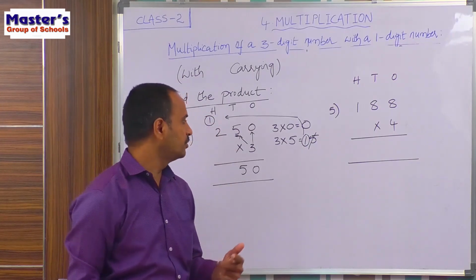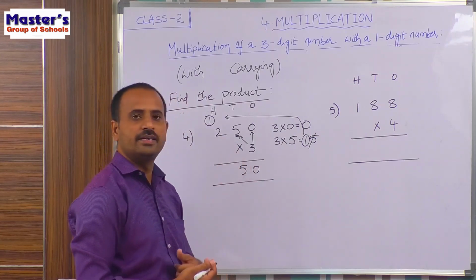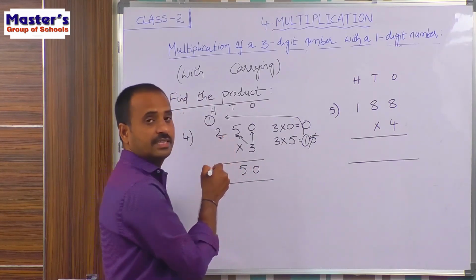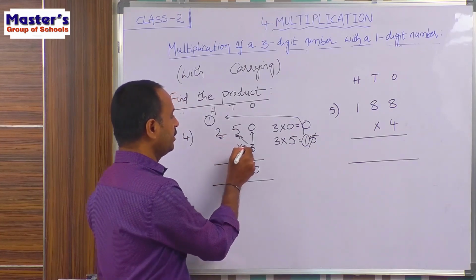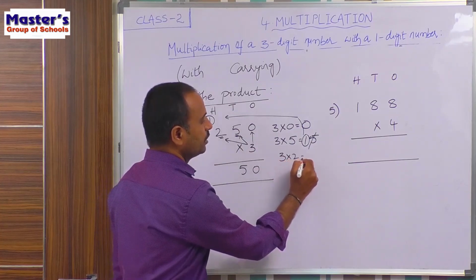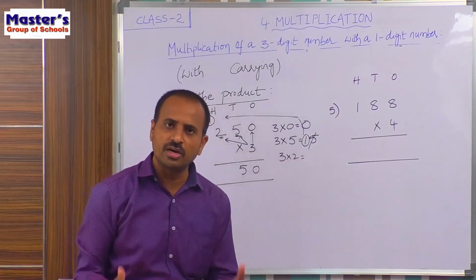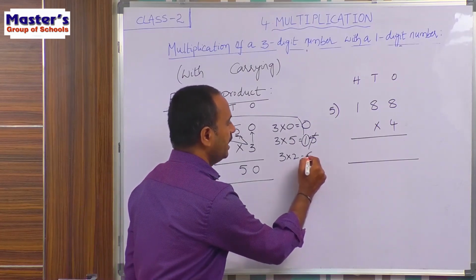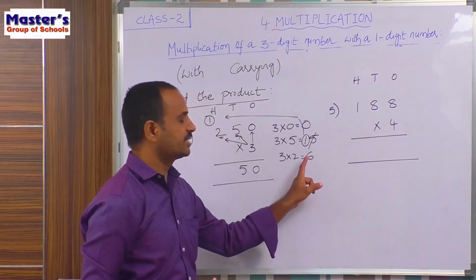Now continue the multiplication with the hundreds place. What is the digit present in hundreds place? 2 is present in hundreds place. Multiply 2 with 3, that is 3 into 2. Children, how much will you get? 3 2s are 6. And add the carried number to the 6.